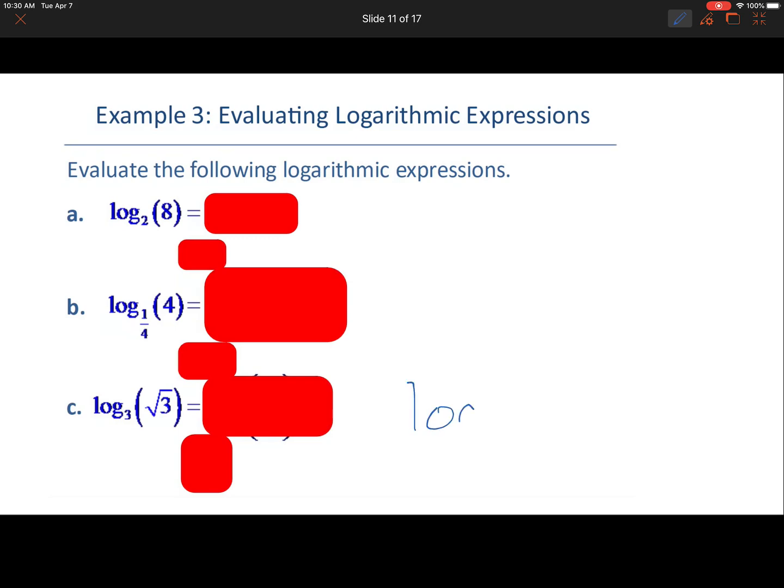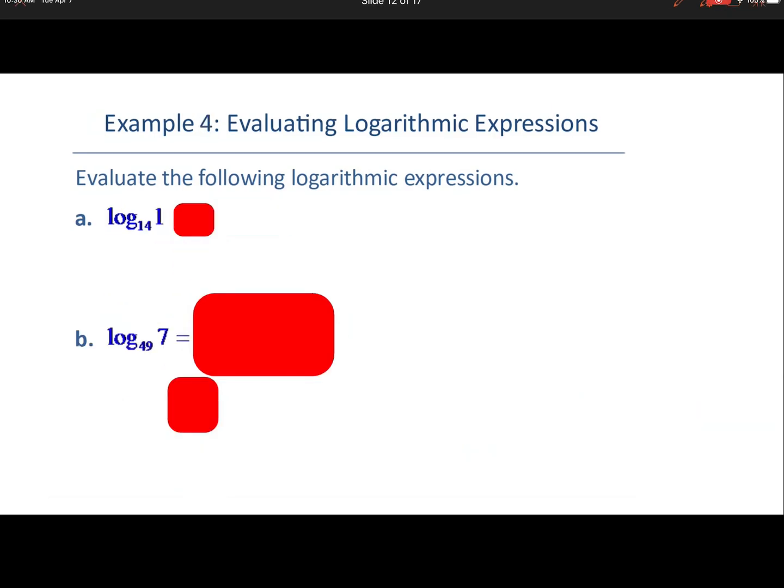Okay, looking at the third one really quickly, nothing too tricky on this one. You just got to convert your radical over to an exponent. Those undo each other, and you're left with 1/2 as your answer.